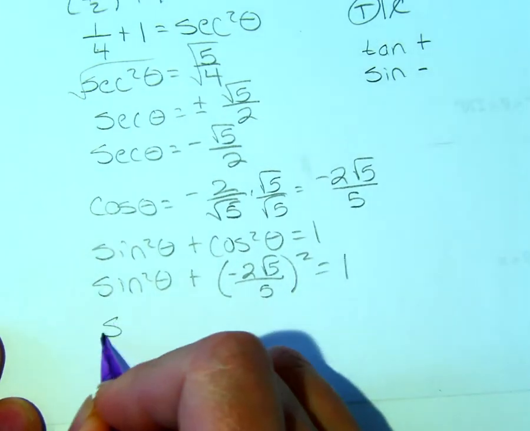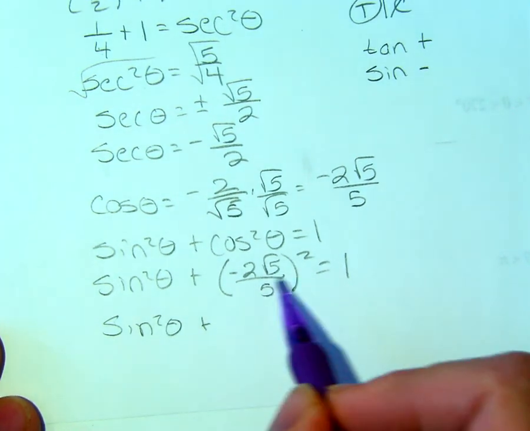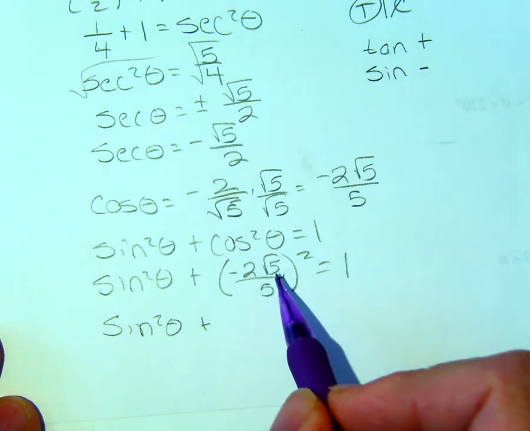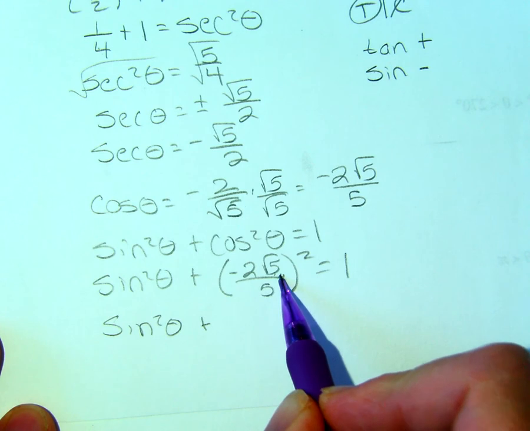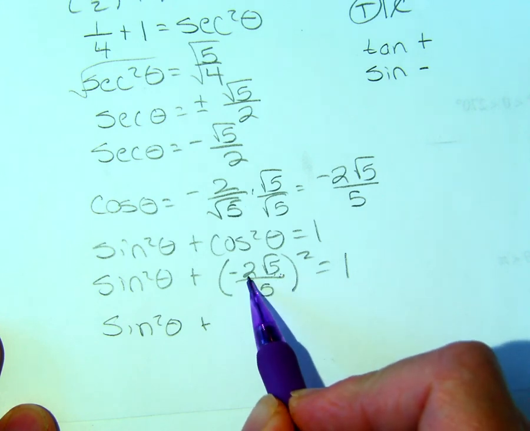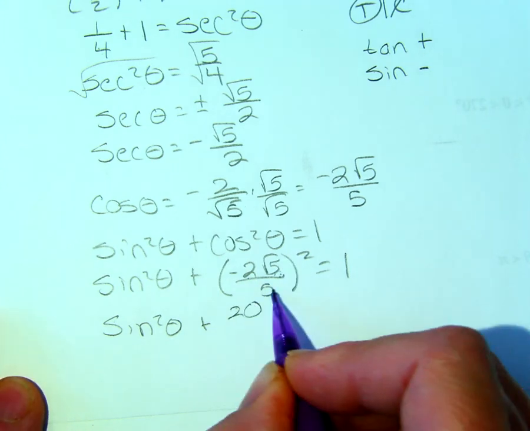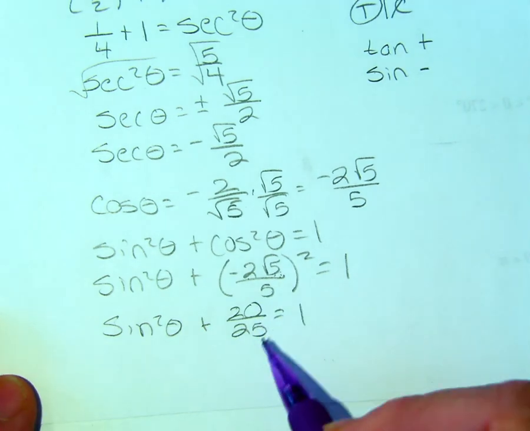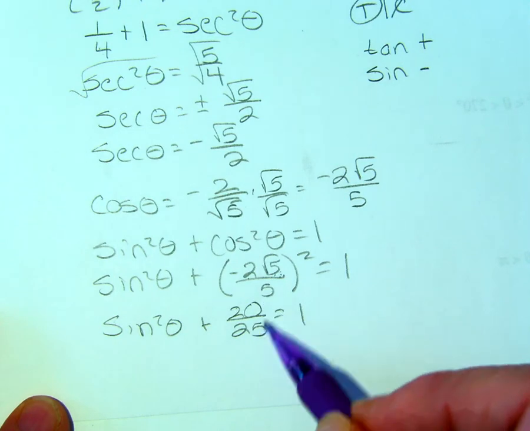So sine squared. Now this part a lot of people mess up on. Be really careful here when you square these individually. First of all, it's negative, but a negative squared will be positive. What's the square root of 5 squared? Well, square root of 5 times square root of 5 is 5. What's 2 squared? 2 times 2 is 4 times 5 is 20. 5 squared is 25 equals 1. Now, you can reduce that now, or when we bring it over, it'll automatically reduce, because these are both divisible by 5, and you'd get 4/5.